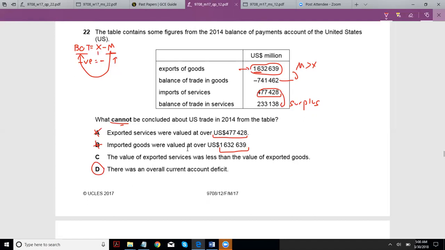You can't tell whether or not it was an overall current account deficit, because the current account can be subdivided into four further components. So balance of trade in goods, balance of trade in services, I believe there are income flows, net income, and then there are transfers. Balance of trade in goods and services is pretty self-explanatory.